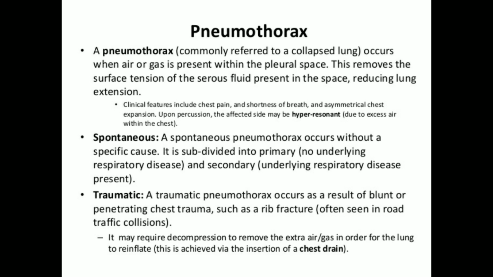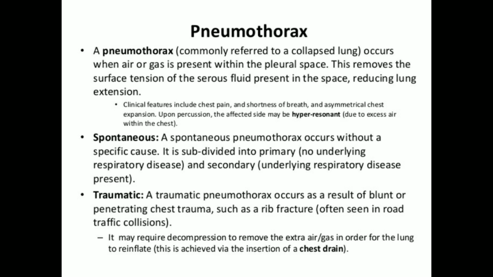Okay, next, coming to the applied anatomy of the pleura. One is called pneumothorax. Pneumothorax, commonly referred to as a collapsed lung, occurs when air or gas is present within the pleural space. I told you there is a space between called the pleural space. If air or gas is present within the pleural space, this removes the surface tension of the serous fluid present in the space, reducing the lung extension.